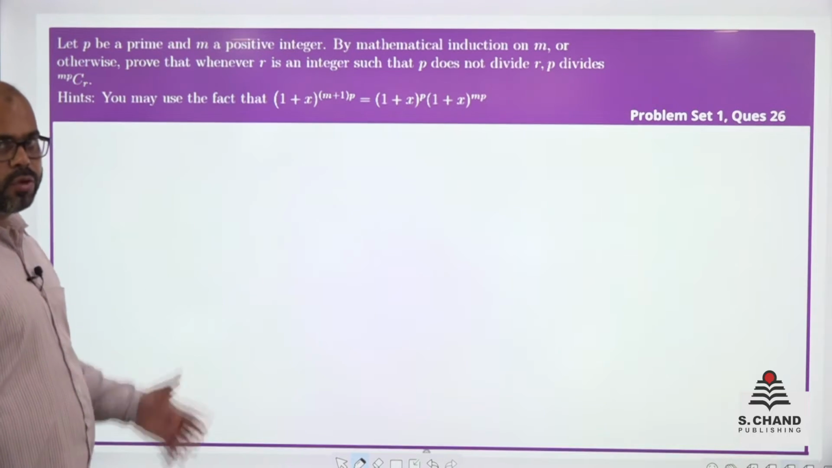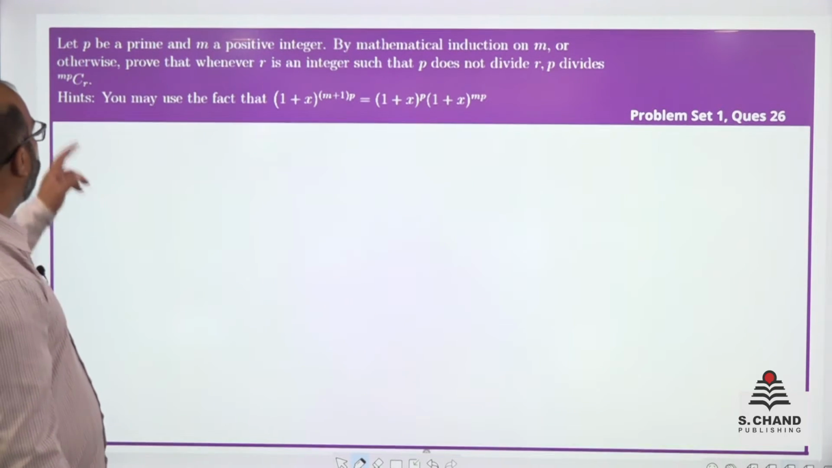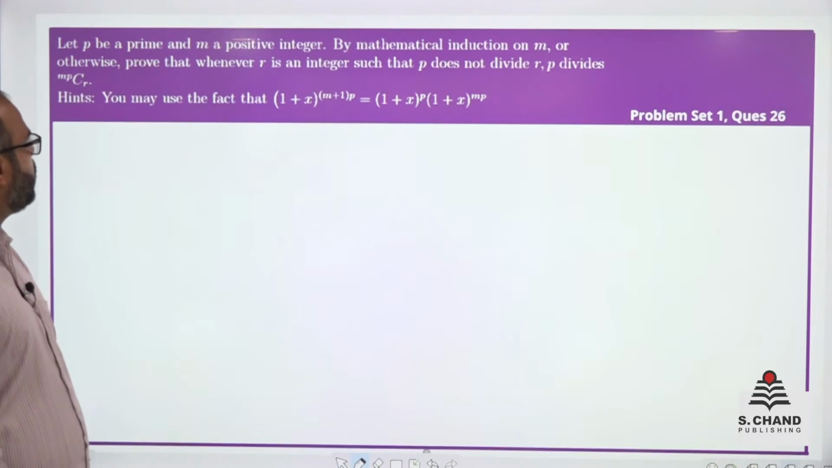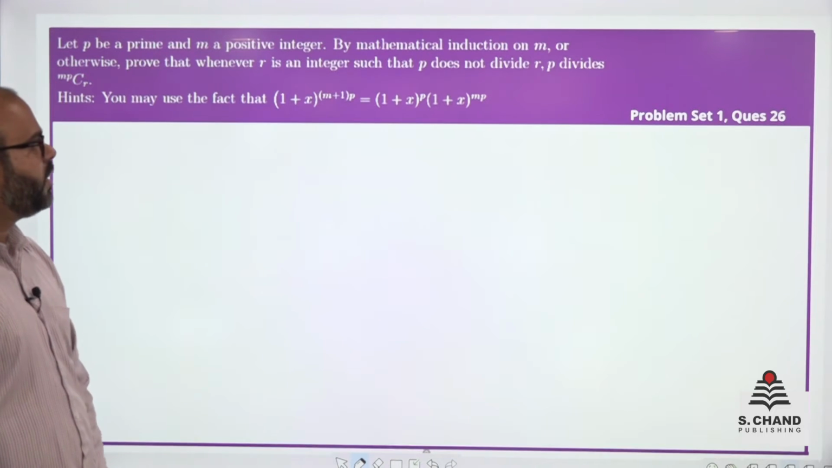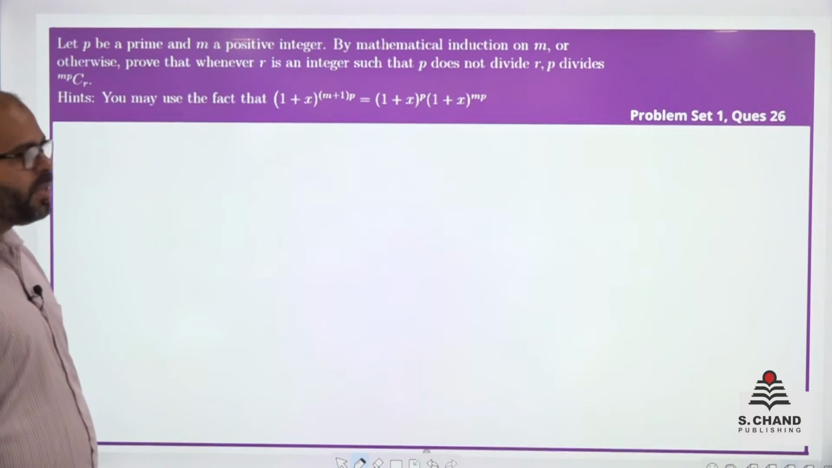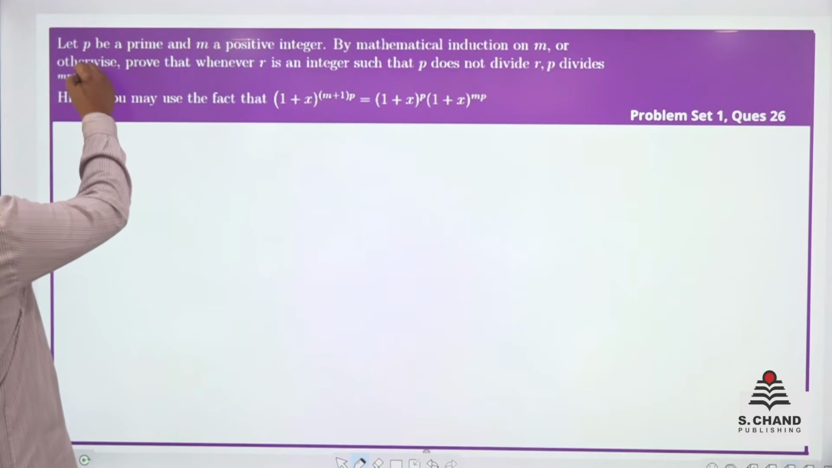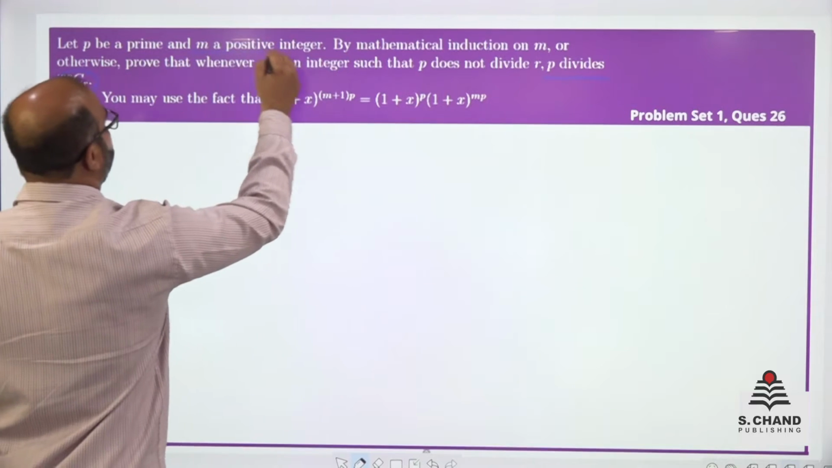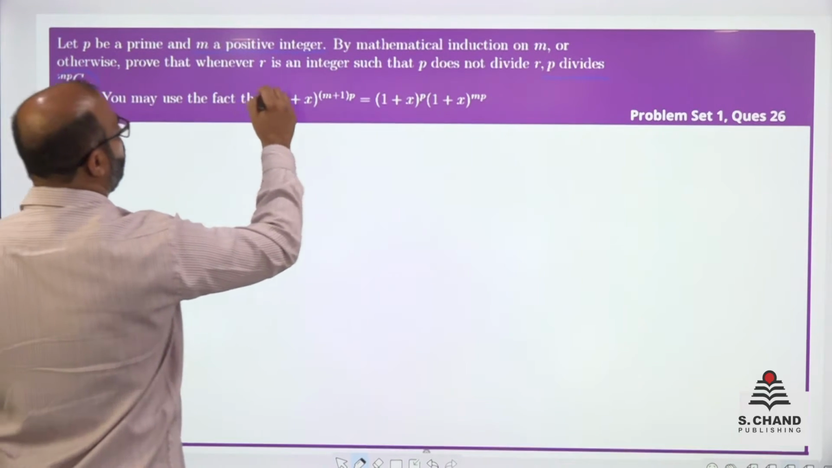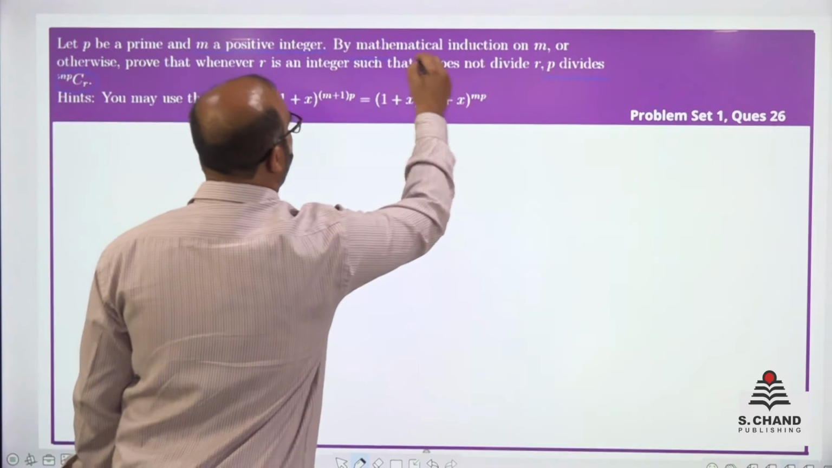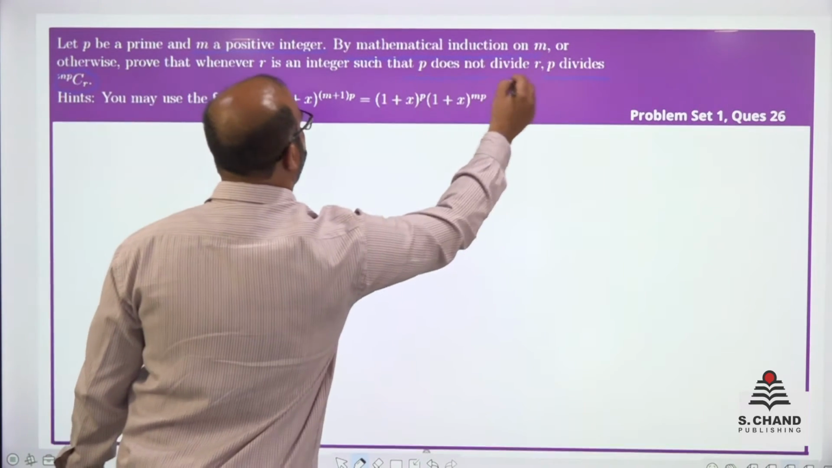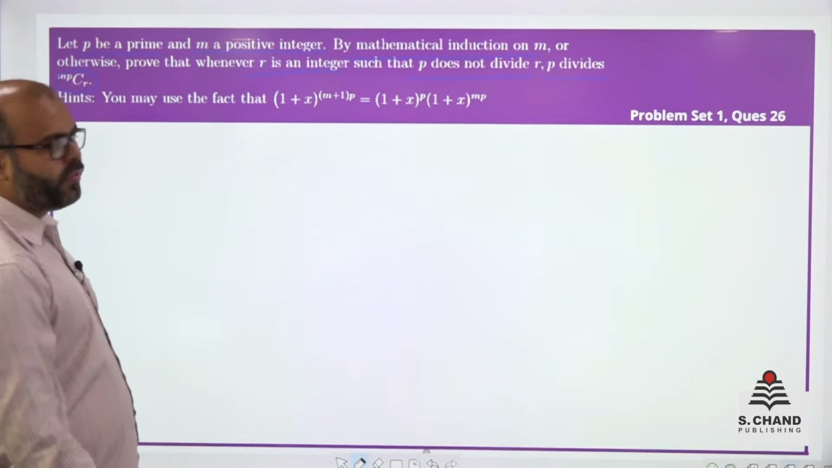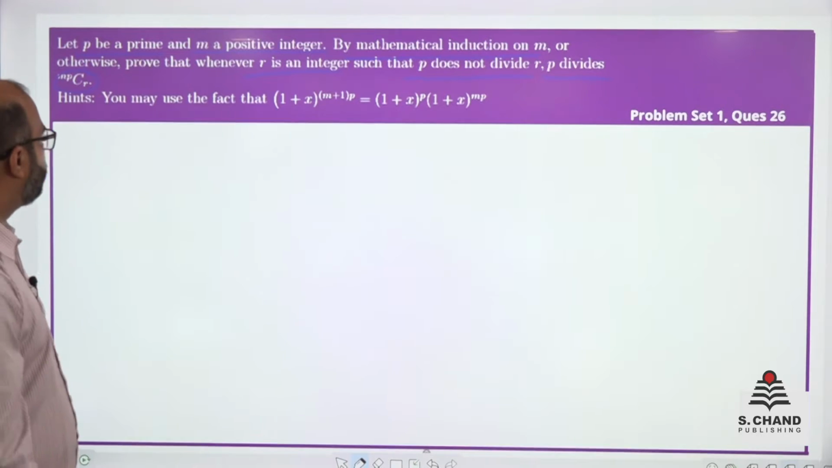Next question on permutation on mathematical induction. Let p be a prime and m a positive integer. By mathematical induction on m or otherwise, prove that whenever r is an integer such that p does not divide r, p divides mPCr. So here the number is mPCr and p divides it. What is m? m is a positive integer, and you have to do induction on m. p does not divide r, r is an integer, and p is a prime number. So we will use these facts as we come across them.